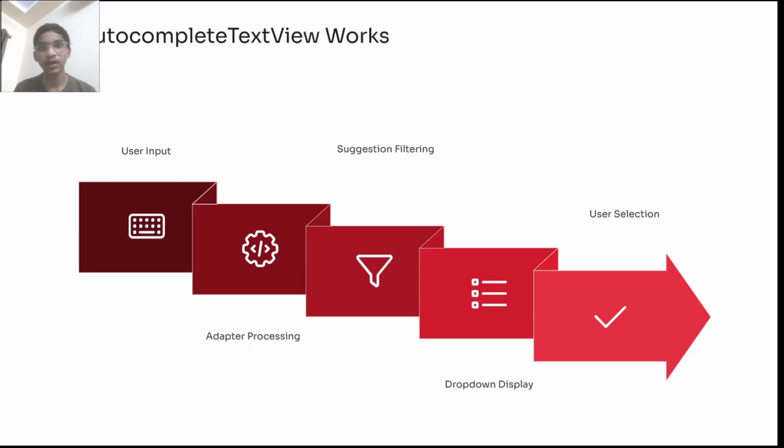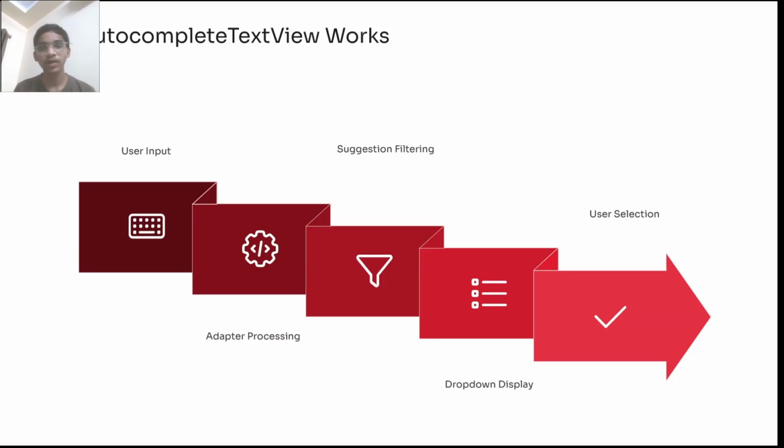Then comes the suggestion filtering. Here, the system compares the user-typed text with the available dataset and filters out only the most relevant matches. After that, we have the drop-down display. The filtered suggestions are shown in the drop-down menu directly below the text field. So what happens is the user can quickly see all the possible matches.